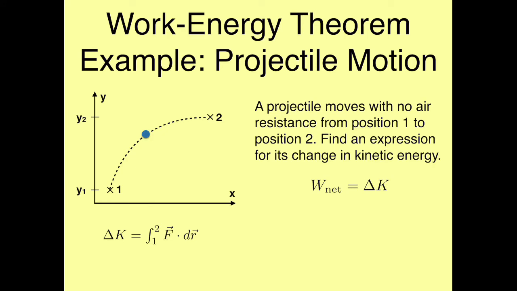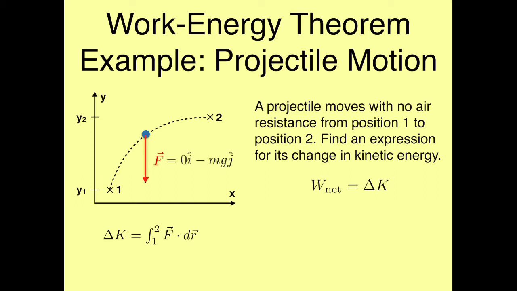So delta K is equivalent to the work, and remember that the work can be expressed as the integral of F dot dr. So that's what we're going to be using to calculate work. By the way, there's only one force acting on this projectile. Again, there's no air resistance. So the only force we have to keep track of is gravity. And the force of gravity is a downward force.